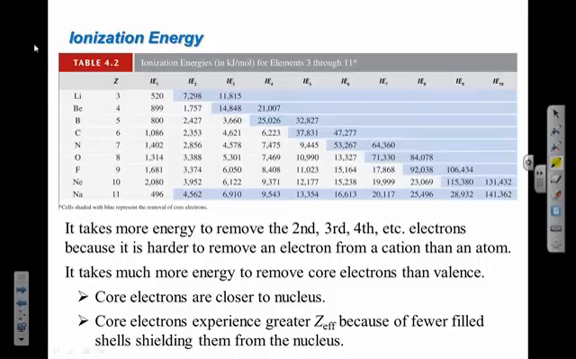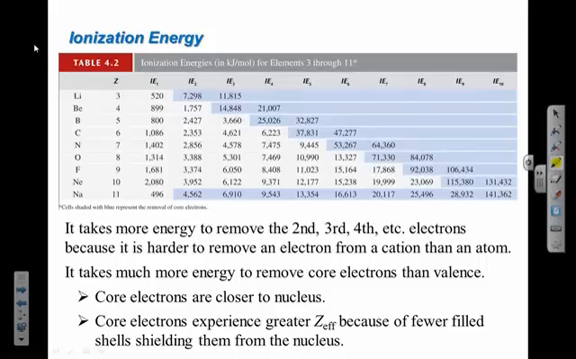For each one of these elements, though, there's at least one spot where there's a giant jump in the amount of energy. That's what this blue highlight shows, where the jump is, this giant amount of energy. What does that represent? For any one of these elements, at some point there's a big jump in energy from one ionization energy to the next. Why is that?